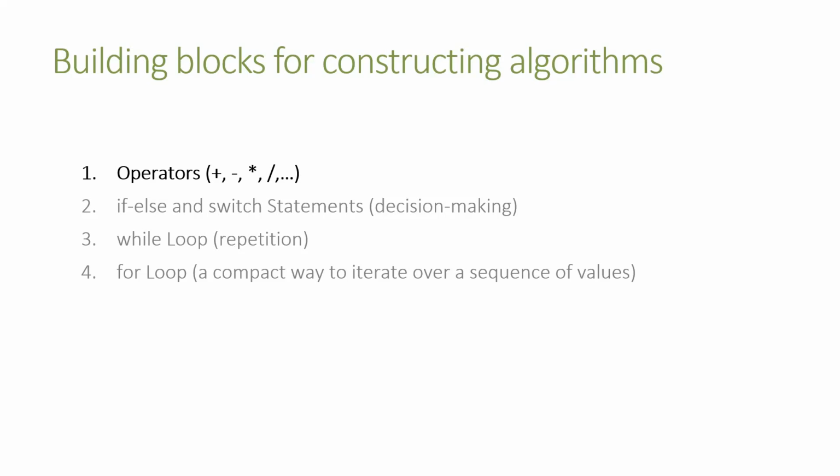4. For loop. If the while loop is the workhorse of repetition, the for loop is its organized cousin. It provides a compact and structured way to iterate over a sequence of values. We'll explore how the for loop streamlines repetitive tasks and how it's particularly handy in scenarios where we know the number of iterations in advance.